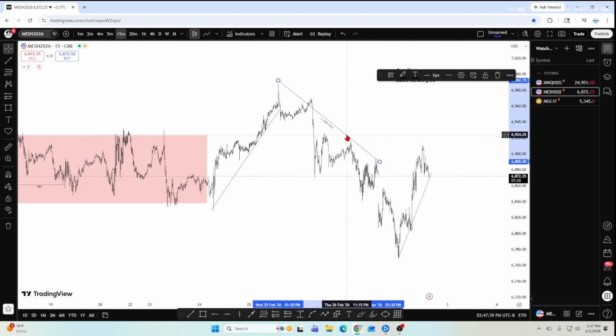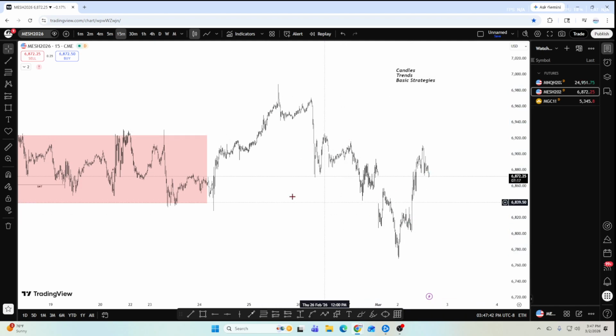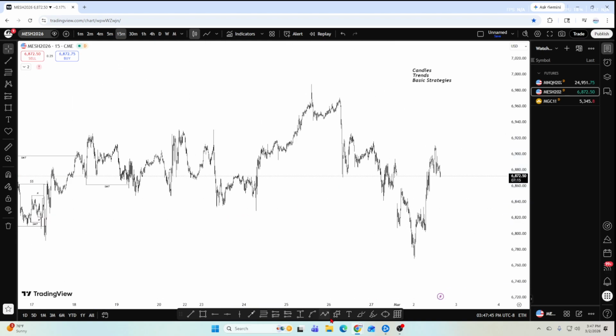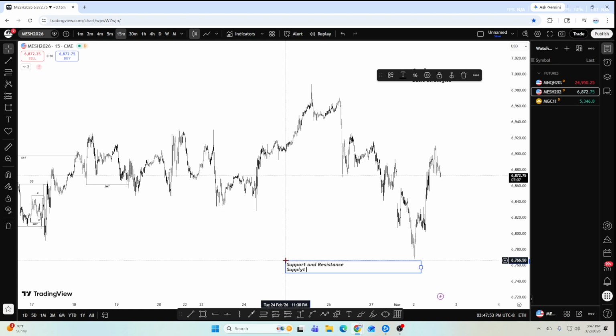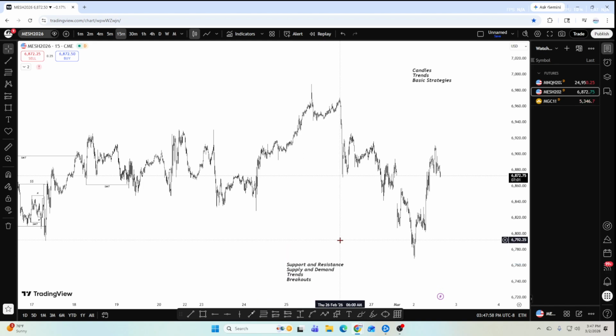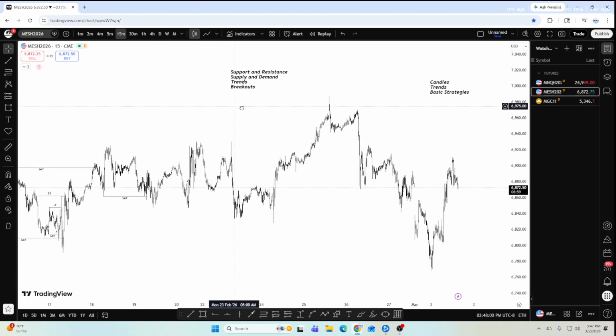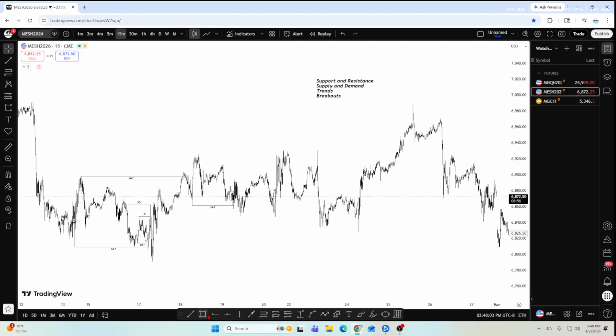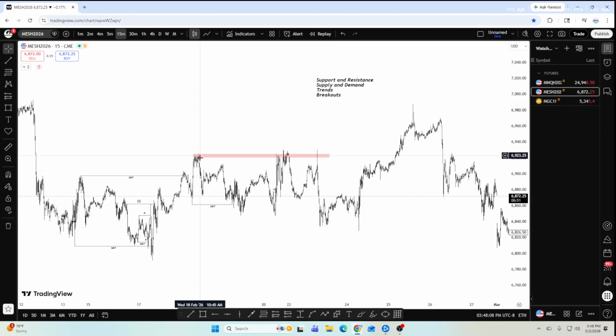So there's a couple different strategies that basic retail traders utilize. Now, these include support and resistance, supply and demand, trends, and breakouts. Now, support and resistance is essentially, if I were to mark out price here, every time price reaches this area, we sell back down. So this would be classified as resistance.